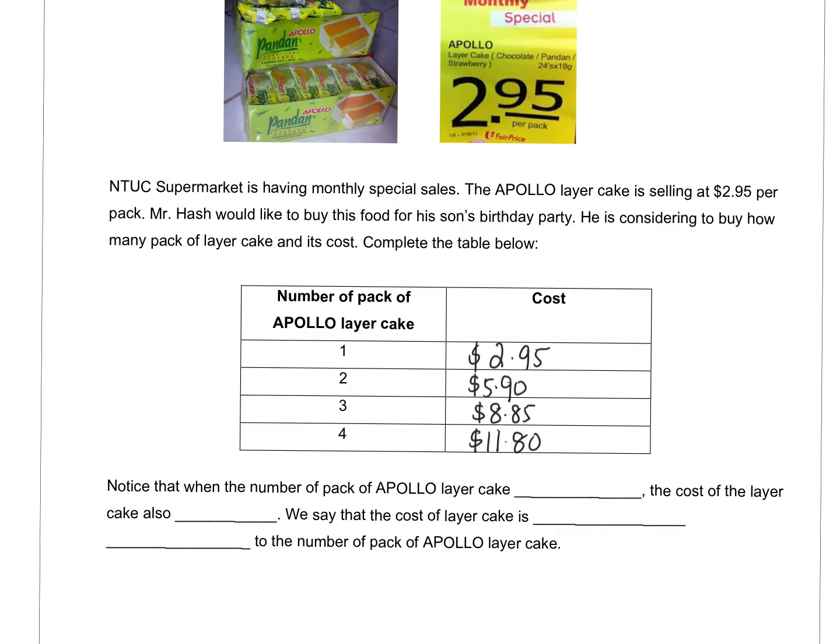So one thing that is very obvious here is when the number of packs of Apollo cake increases, the cost of the layer cake will also increase. So we say that the cost of the layer cake is directly proportional to the number of packs of Apollo cake. So if she increases, I'm going to increase, we are in direct proportion.